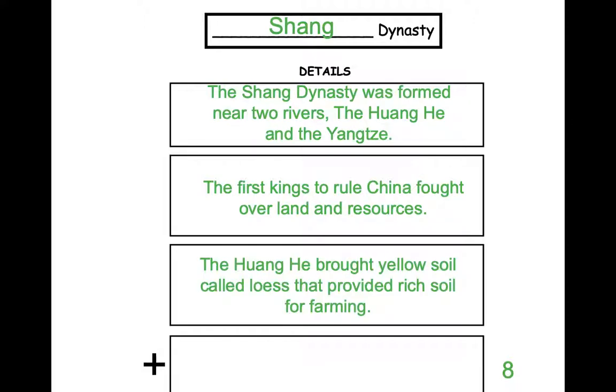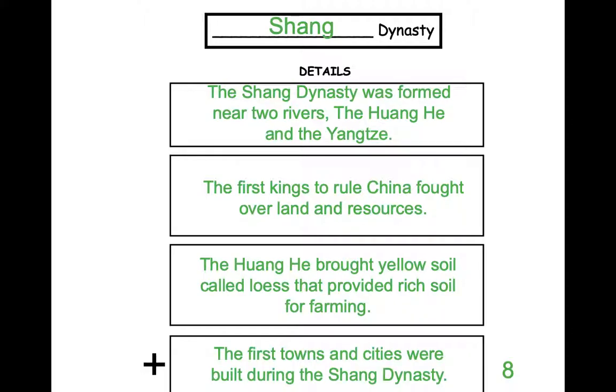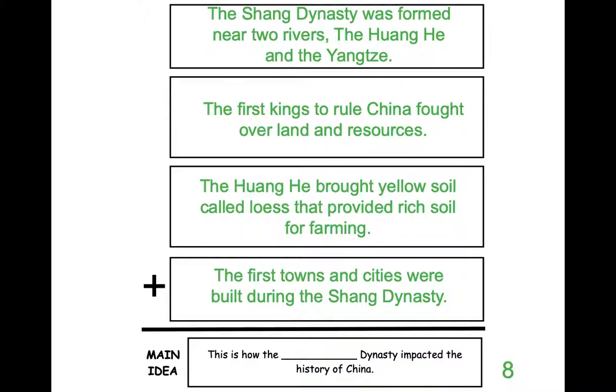The Huanghe is really important to the Shang Dynasty because it brought yellow nutrients or yellow soil called loess, and it provided what the soil needed for growing crops. And so when they could grow more crops, 2 things can happen. They can increase the population, making towns and cities, and also they can trade it, increasing the money. Increasing money means increasing the power of the dynasty. And so that's why you see as our last box that the first towns and cities were built during the Shang Dynasty. You're really truly starting to see civilization begin to form with this dynasty.